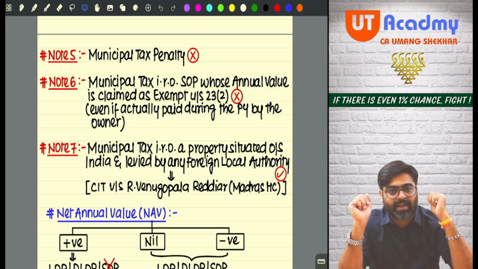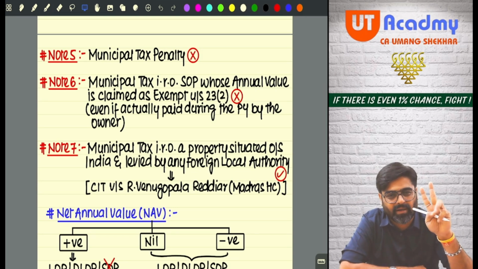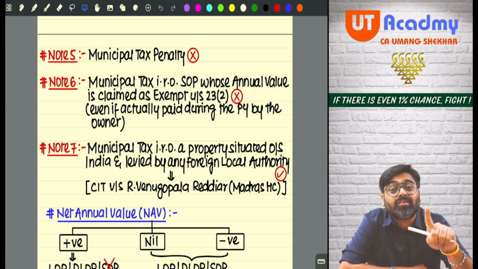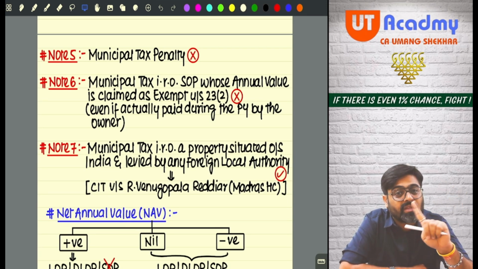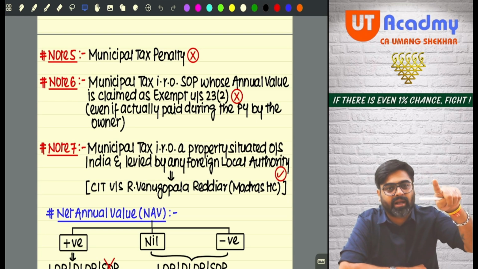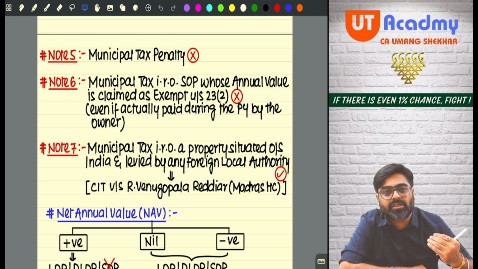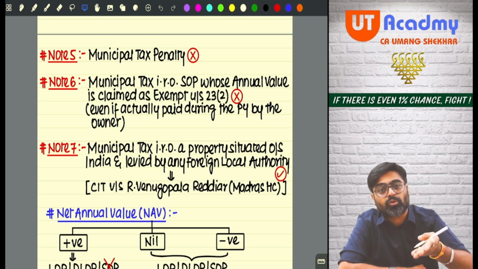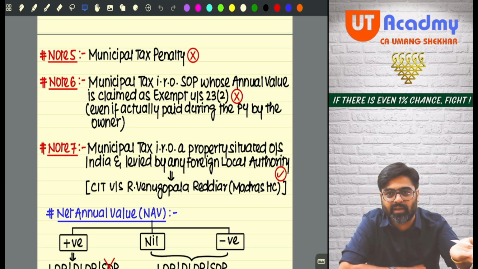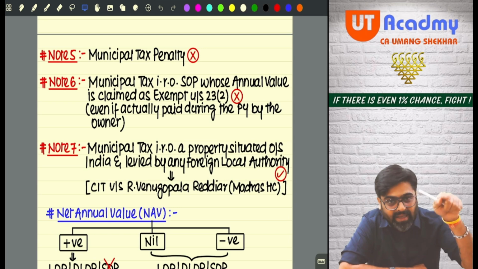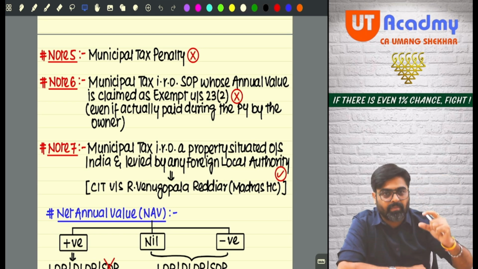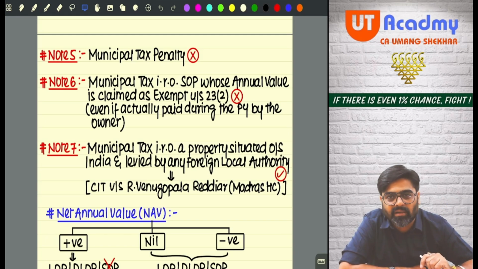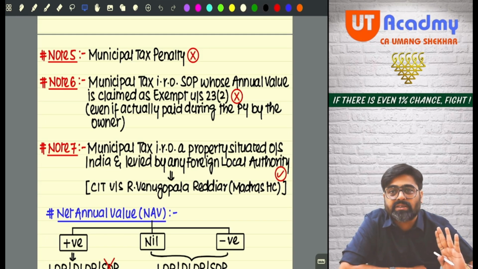How to calculate that annual value? Simple. Municipal value, fair rent, whichever is higher, compared with standard rent, whichever is lower will become expected rent. And since these are deemed let out properties, there will be no actual rent. Whatever expected rent is there will directly become your GAV, and there will be no unrealized rent from here, because unrealized rent happens only from actual rent, and actual rent is not here. So the entire expected rent of deemed let out property will become GAV. And out of that you are going to get the municipal tax deduction, in the way in which we have just now discussed.